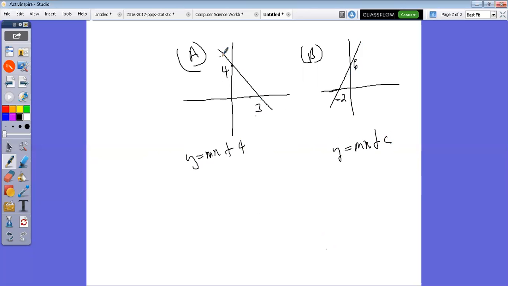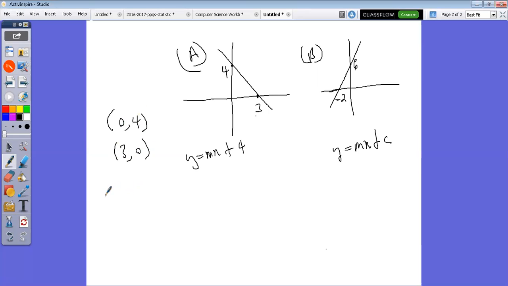Now we need to find the gradient. But what points are we given? We are given the point (0, 4), the first one here. And this point is 3 what? 3, 0. Do we agree?